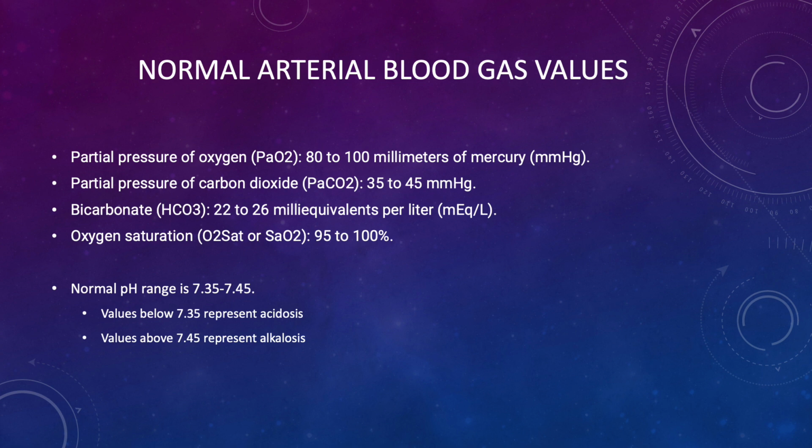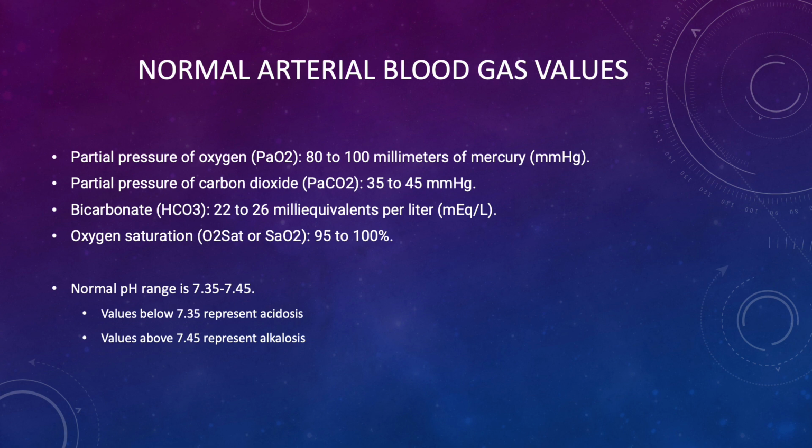Partial pressure of carbon dioxide, or PaCO2 is how you're going to see it, but really it's just CO2, is 35 to 45. Bicarb, or HCO3, is 22 to 26. Oxygen saturation is usually standard 95 to 100. I know I said 94 or above. It's 94 or above for the purposes of your book. For the purposes of blood gases, it's 95 to 100.